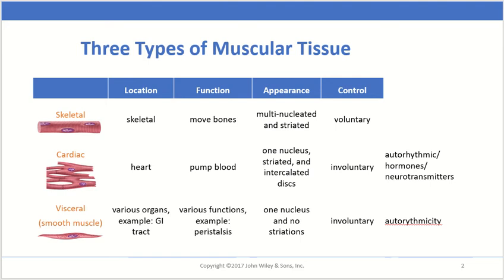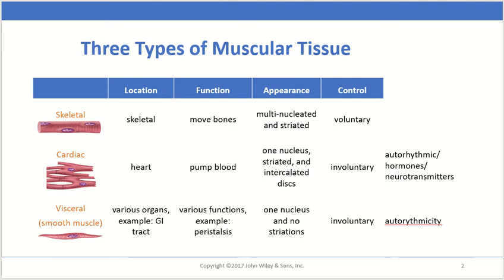Skeletal muscle is obviously going to be located in association with the skeleton, and functionally it's going to be used to move bones. This type of muscle tissue is going to be multinucleated, meaning there are multiple nuclei per cell, and it's also going to be striated. This means that there are going to be visible bands of light and dark in these cells. This type of tissue, skeletal muscle tissue, is also controlled voluntarily. This means it takes conscious effort to elicit some sort of response.